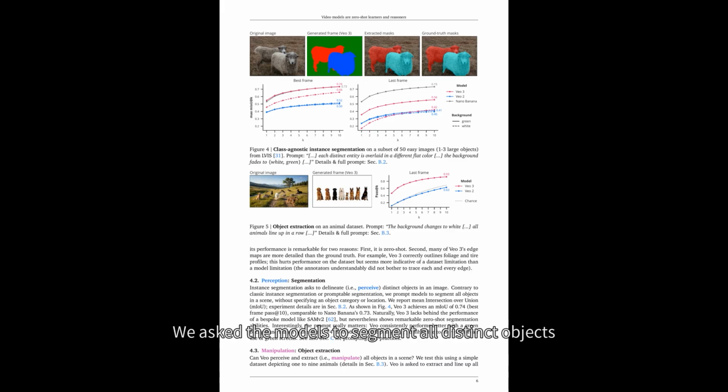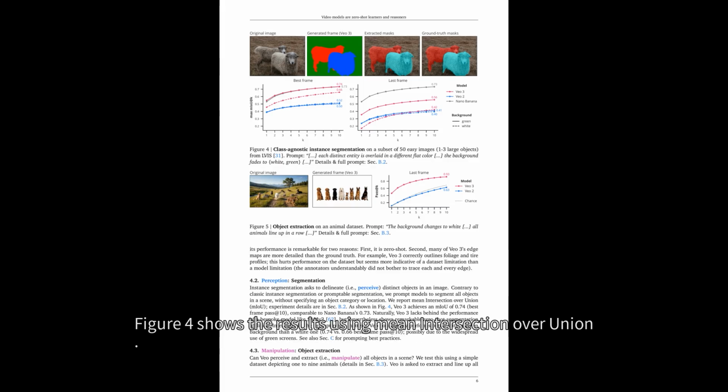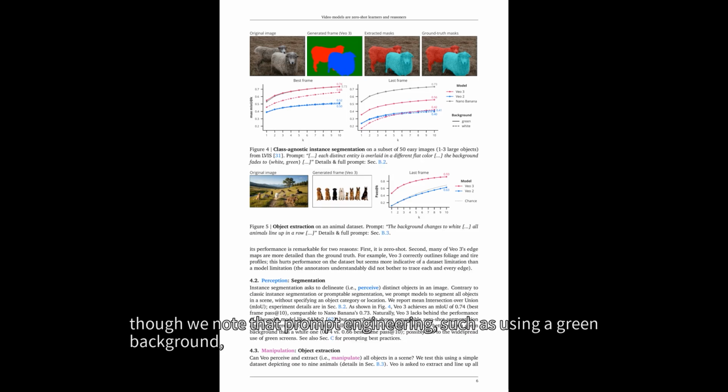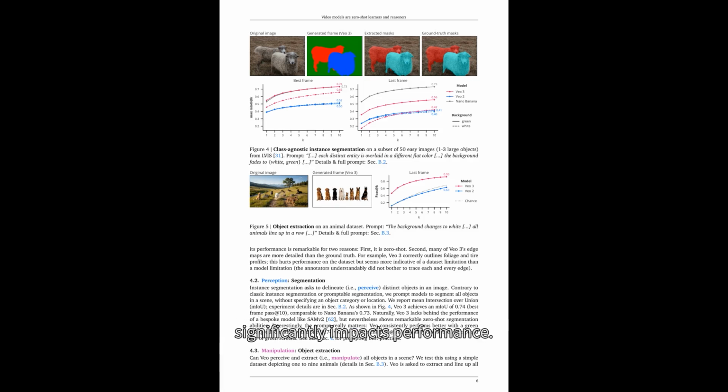We asked the models to segment all distinct objects without specifying category or location. Figure 4 shows the results using mean intersection over union. Observe that VO3 achieves an mIoU of 0.74, comparable to Nano Banana's 0.73. This confirms remarkable zero-shot segmentation abilities, though we note that prompt engineering, such as using a green background, significantly impacts performance. Moving to Section 4.3, Manipulation, Object Extraction.